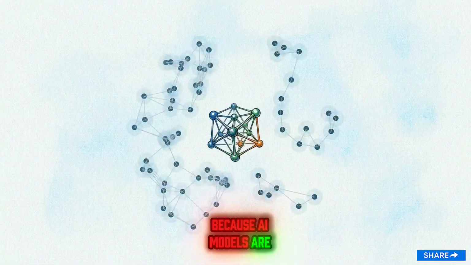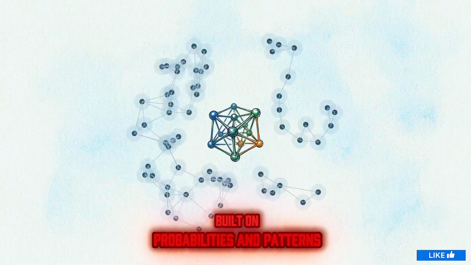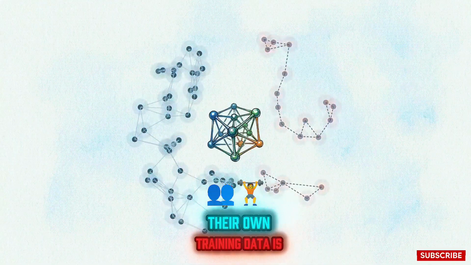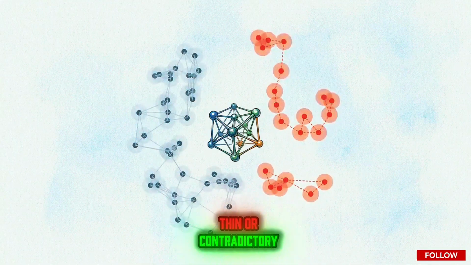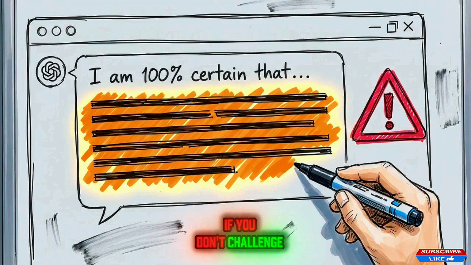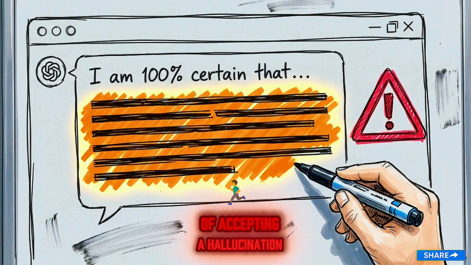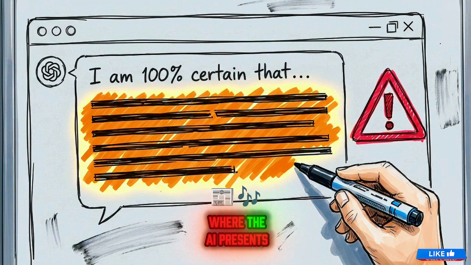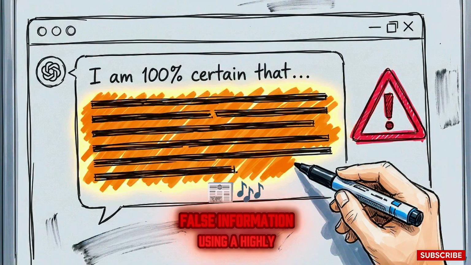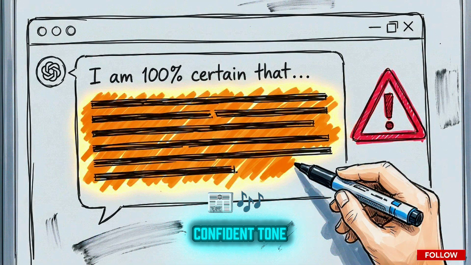Because AI models are incredibly good at pattern recognition, they often have an internal map of where their own training data is thin or contradictory. If you don't challenge the model, you run the risk of accepting a hallucination, where the AI presents false information using a highly confident tone.